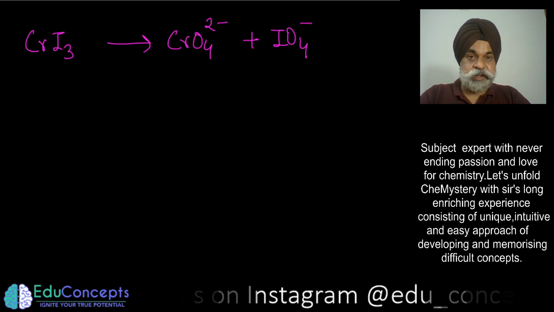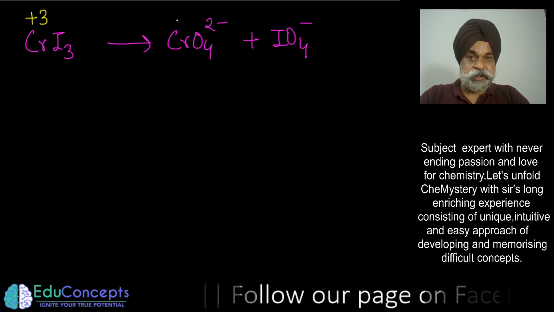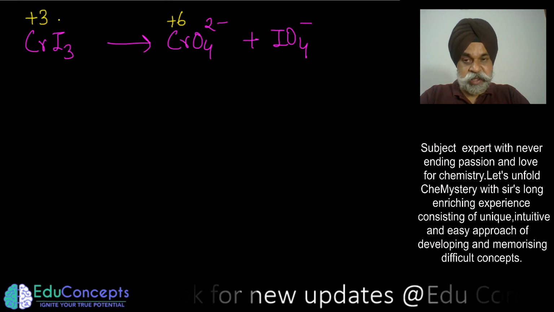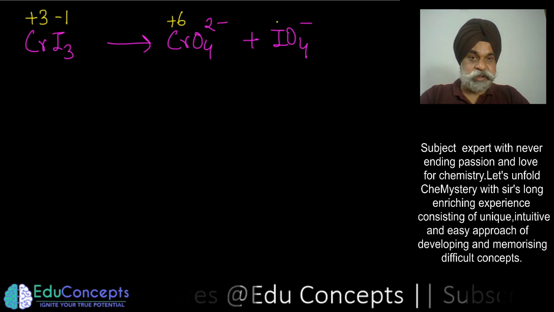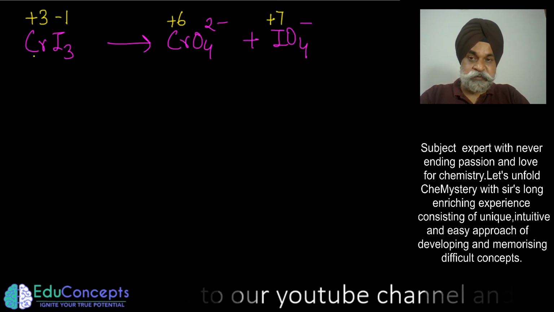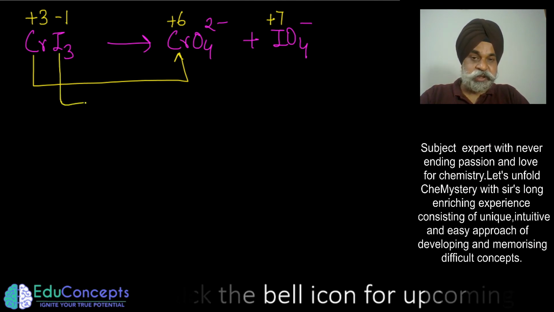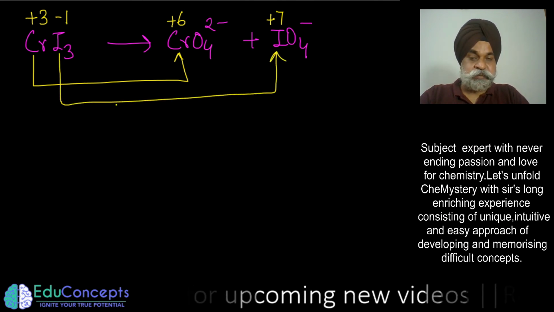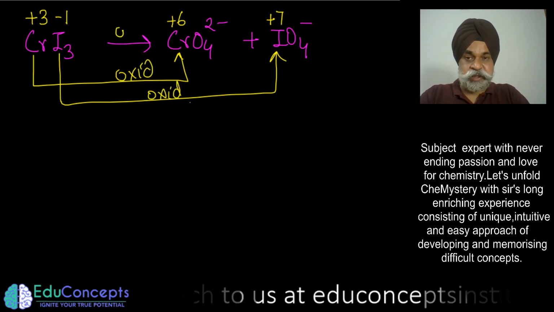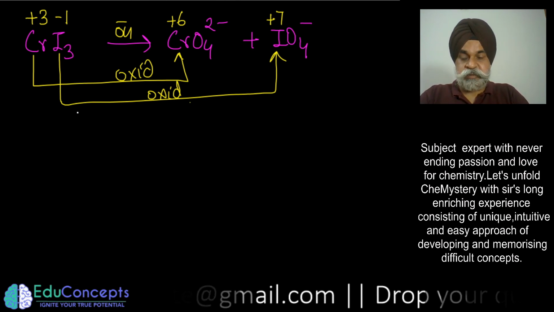Now see, in this case, chromium is in +3 oxidation state, and this is in +6 oxidation state. This iodide ion is in -1 oxidation state, and it has gone to +7. So this again is the third case, where more than one element is undergoing change in oxidation state and goes to two products, and both ways it is undergoing oxidation. By the way, this reaction happens to occur in basic medium, in case you want to do it with the balancing also.